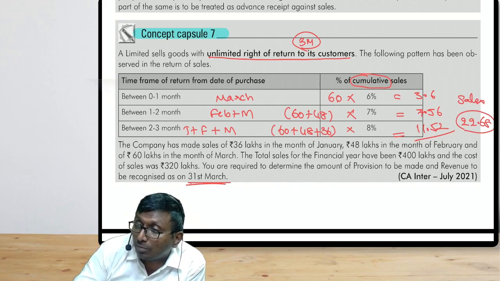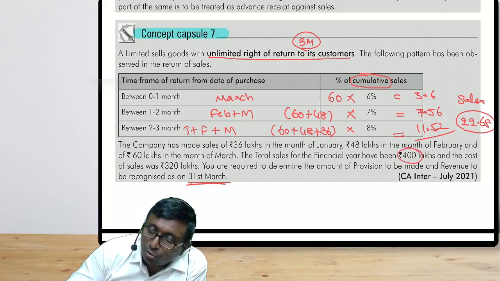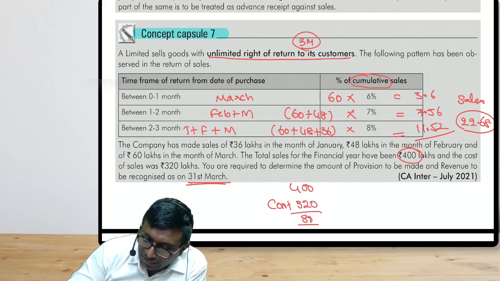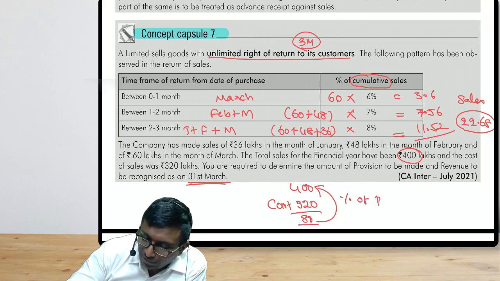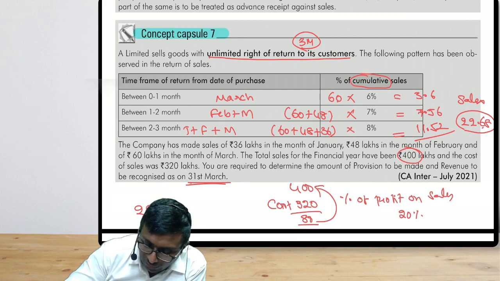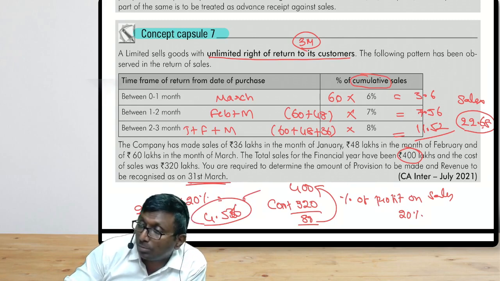But you should make a provision for profit. Here they gave total sales as 400. Out of that, what is my cost? 320. That means 80 rupees is profit on the selling price of 400. So what is the percentage of profit? Percentage of profit on sales is equal to 20%. So you should make a provision of 22.68 into 20%. How much does it come? 4.536 will come. This is the provision to be made.